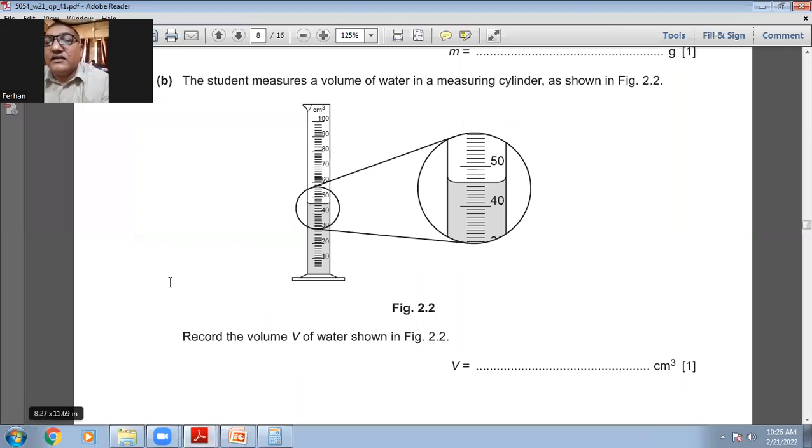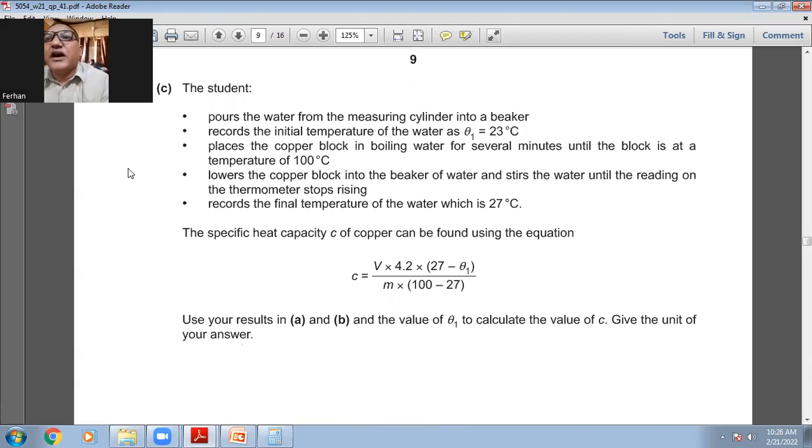Part C: the student pours the water from the measuring cylinder into a beaker and records the initial temperature of the water as θ1, and that's 23 degrees centigrade. He places the copper block in boiling water for several minutes until the block is at a temperature of 100 degrees centigrade. So he took the copper block and put it in the boiling water, and after several minutes its temperature becomes 100 degrees centigrade.